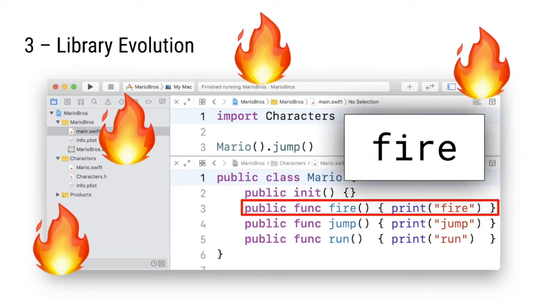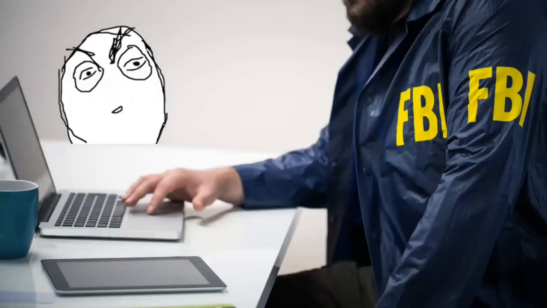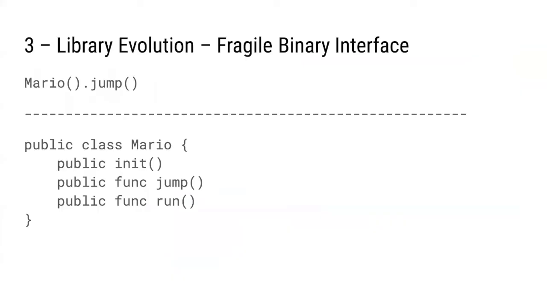So the question is why? And the answer is FBI. But not this FBI. In computing, FBI stands for Fragile Binary Interface. So now I will explain this problem.